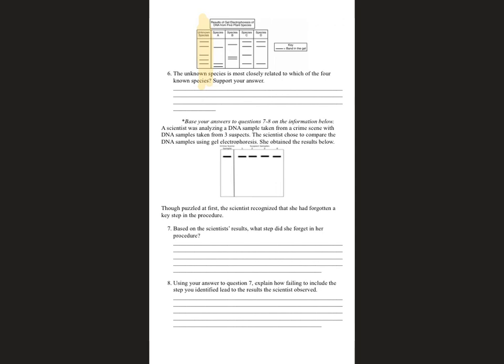Now, if we compare each band or each fragment of each species, we'll see that species C has the most relation because they have the most common bands. There are 1, 2, 3, 4 bands in common. So I would answer this question saying that the unknown species is most closely related to species C because they have 4 bands in common.